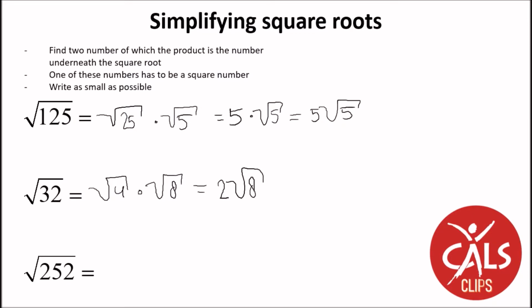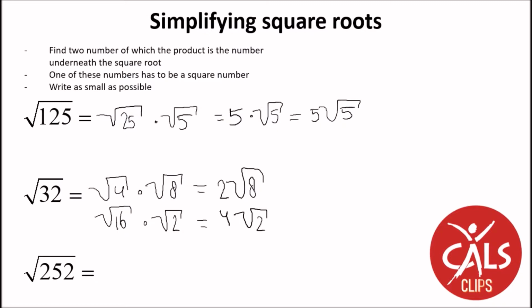But now we have to pay attention, because this is of course a simplified answer of this. But if we take a closer look, I can also write the square root of 32 as the square root of 16 times the square root of 2. The square root of 16 is 4, and then I have 4 square root of 2.